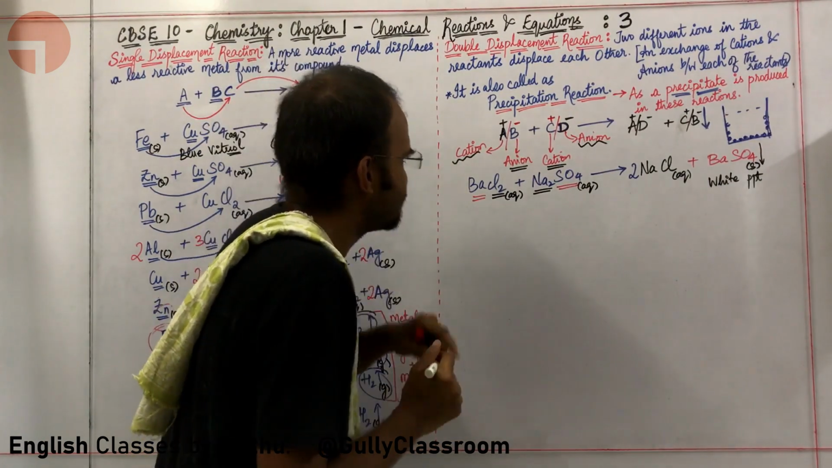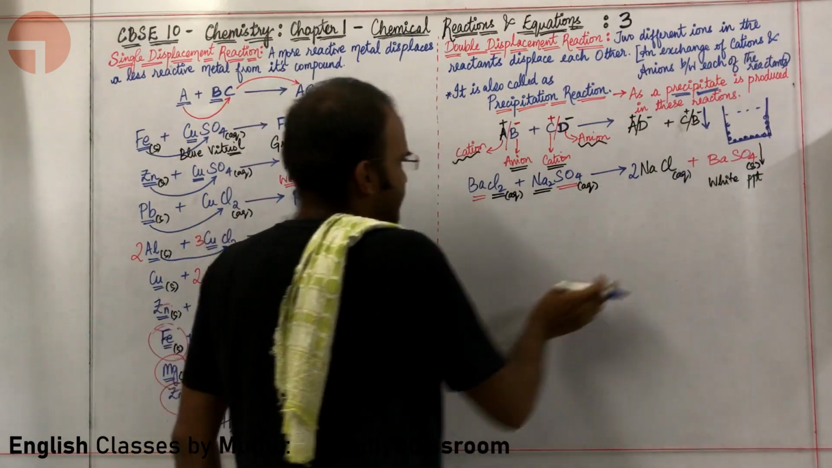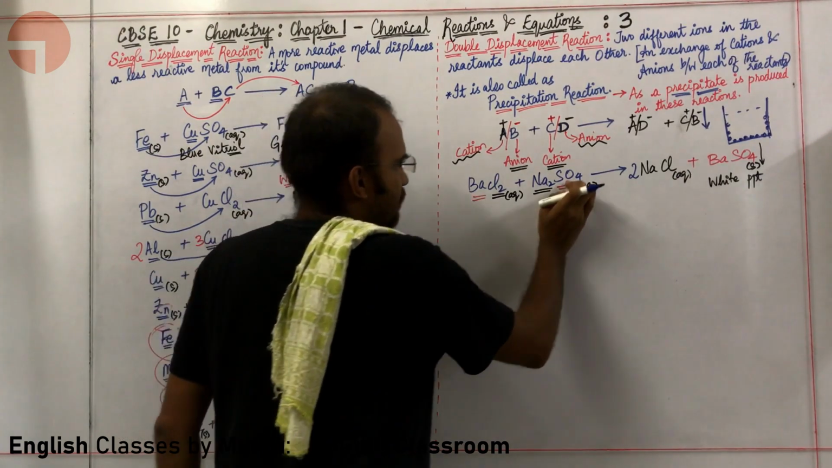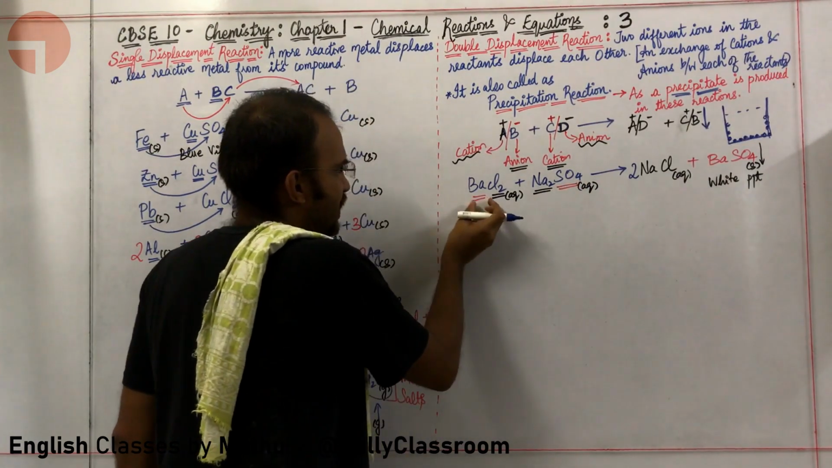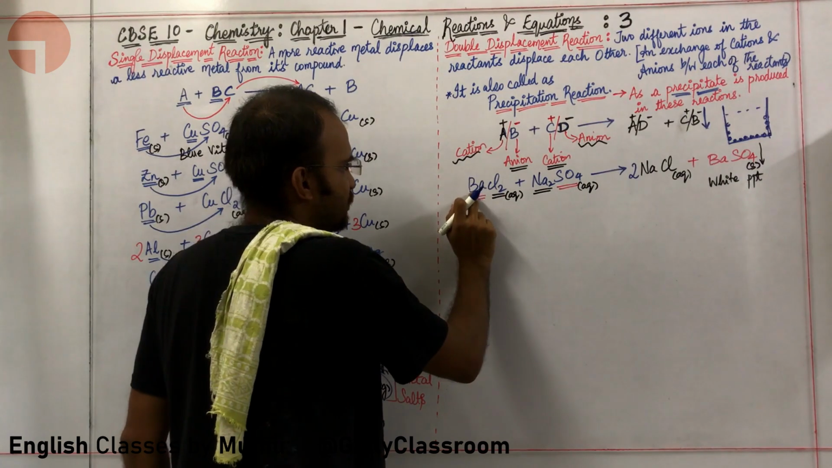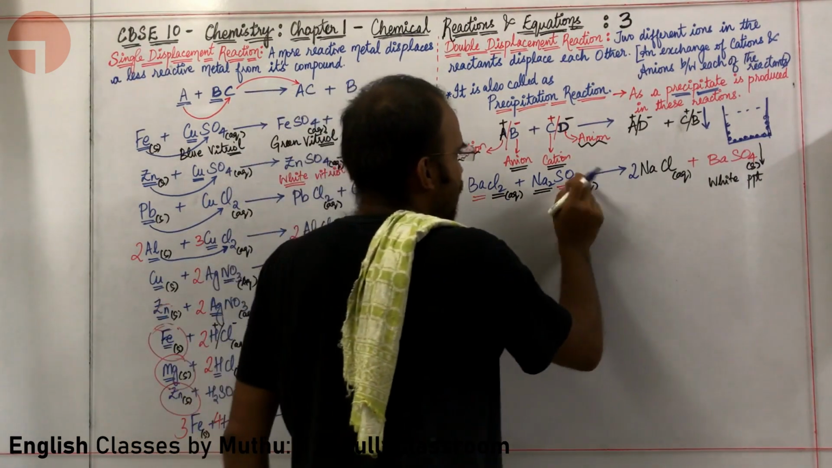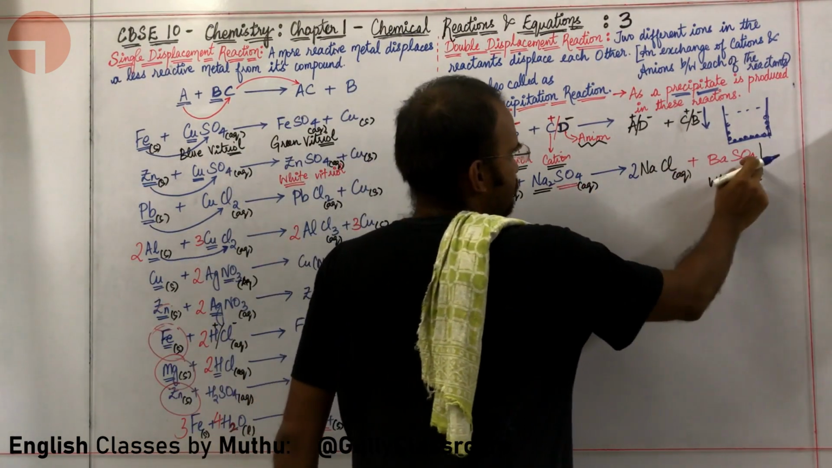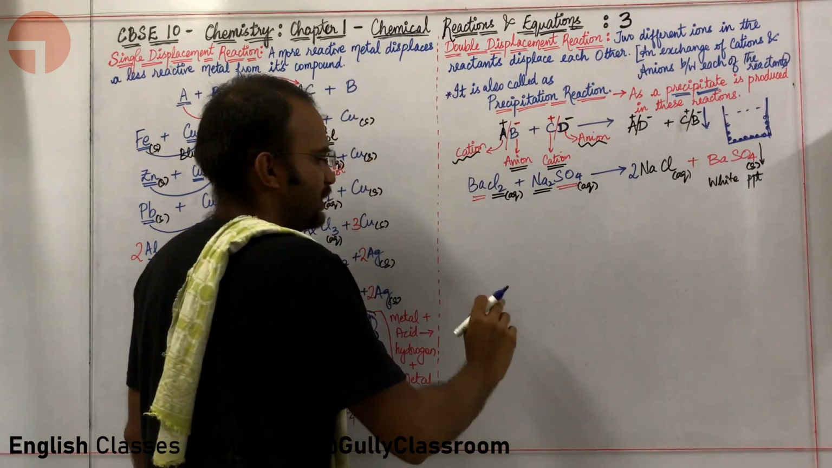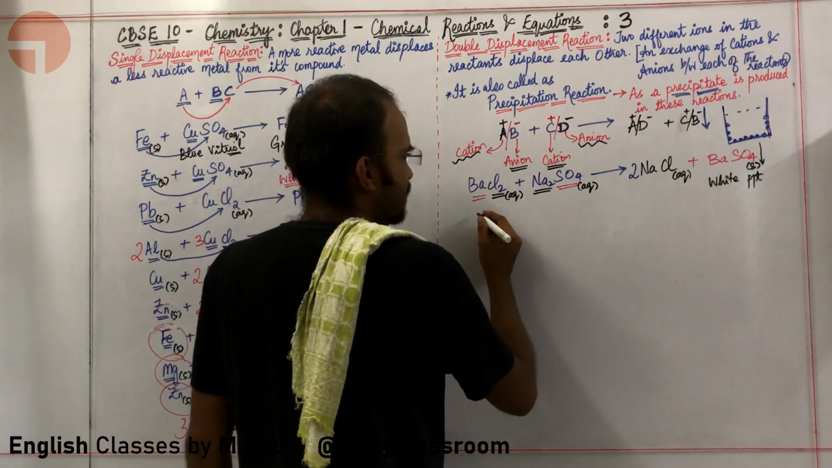Let me go for the next reaction. Are you comfortable with this particular reaction? Ba is combining with SO4. The positive ion, the cation from the first compound, is combining with the anion from the second compound and forming BaSO4, which is a white precipitate. Okay, sir. I am able to understand this.